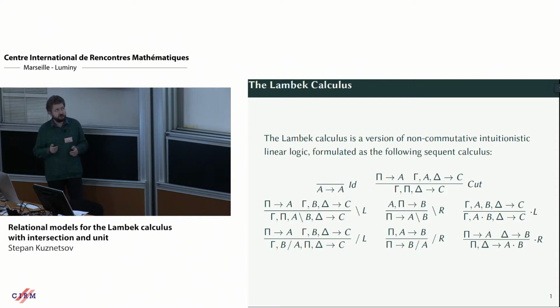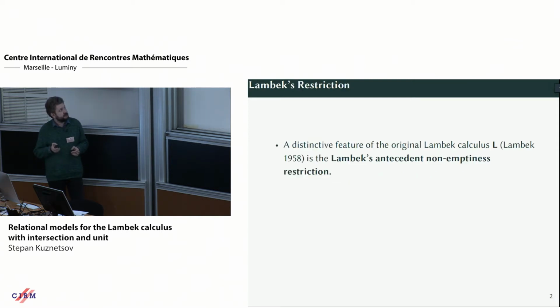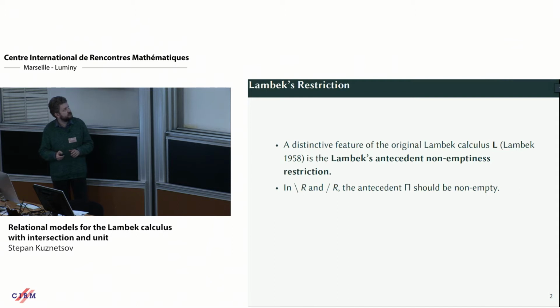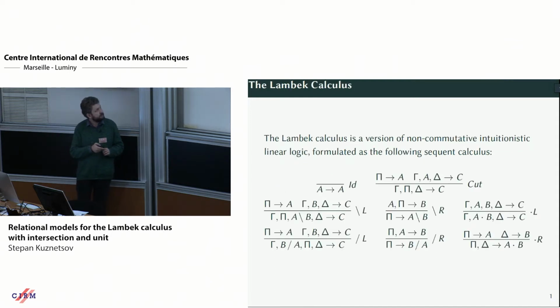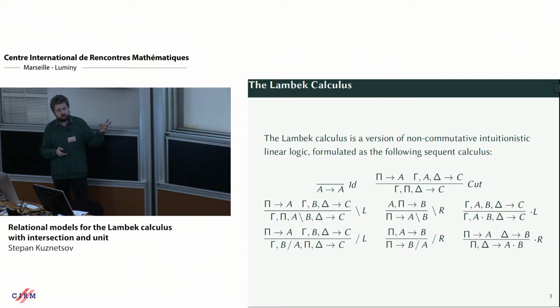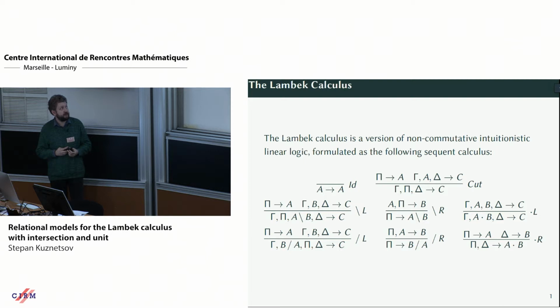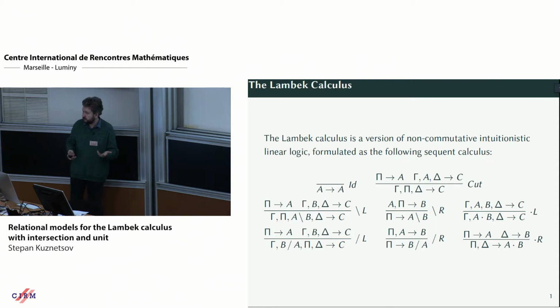So let's start with a bit of history. Notice a distinctive feature of the original Lambek calculus, which was proposed by Jim Lambek in 1958. And this is the antecedent non-emptiness restriction. So in these rules, let's see them here once more, we'll write rules for implication. This pi, the context, was forced to be non-empty. So it's quite a strange restriction from the point of view of a logician, because this means that you cannot, say, derive a formula by itself. You should only derive, say, consequences. But from algebra, it's okay, because you just shift from monoids to semigroups, which possibly are not monoids.